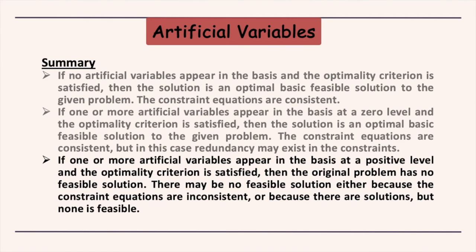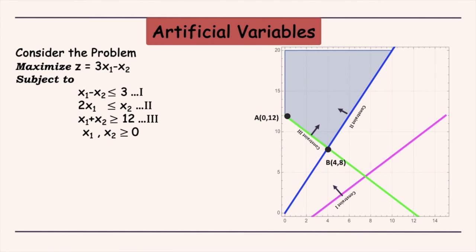This is mainly because there may not be a feasible solution, either because the constraint equations are inconsistent, or because there are solutions but none of them is feasible. So this is a summary of the solution techniques which you should adopt in case you have an artificial variable in your system. Next I am going to take up a two variable problem, where I am going to illustrate what it means when you have artificial variables in your system, and since it is a two variable problem, we can easily graph the problem.